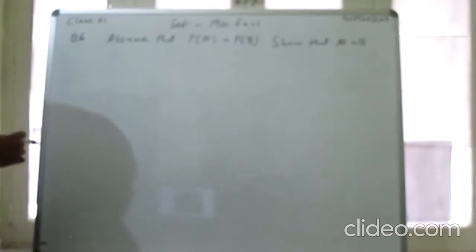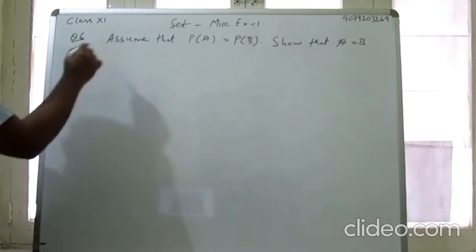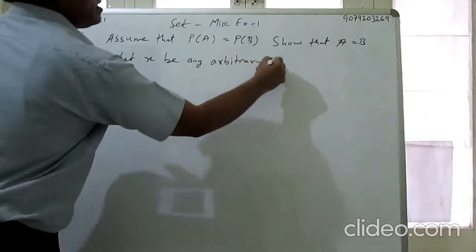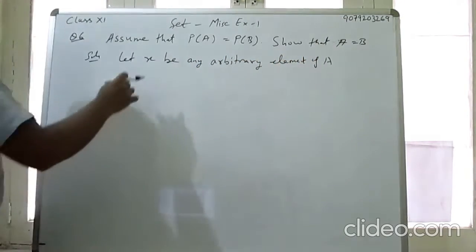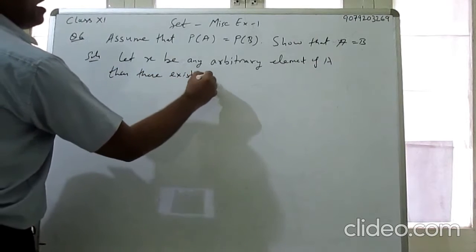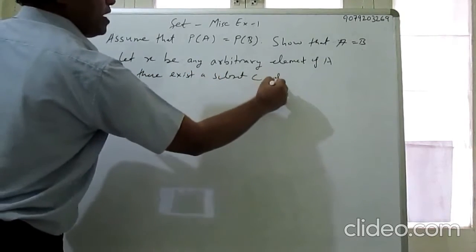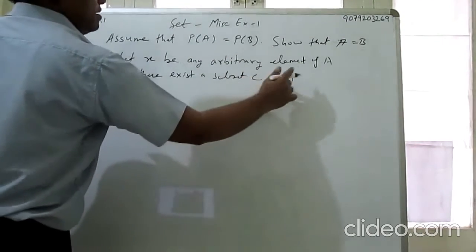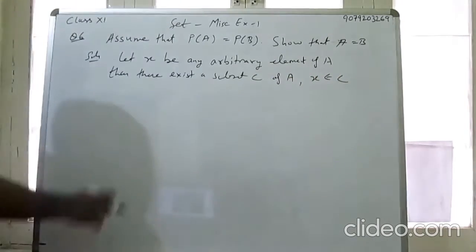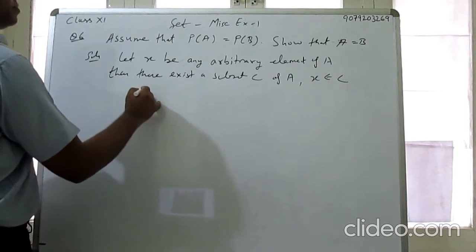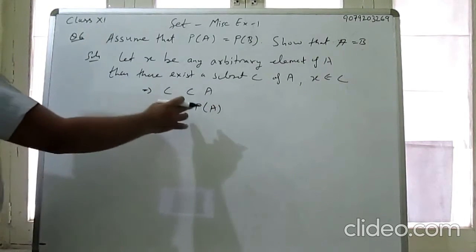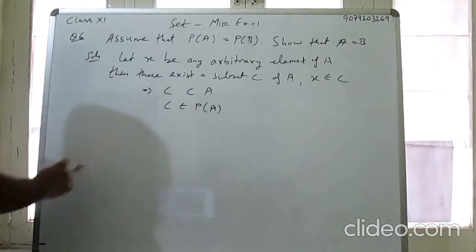Now let us take: let X be any arbitrary element of A, then there exists a subset C of A. A का कोई subset ले लिया C, such that C is a subset of A, then you can say that X belongs to A and X belongs to C. This implies C is a subset of A. It means C belongs to power set of A. और पावर सेट किसको बिलोंग करते हैं? सबसेट को बिलोंग करते हैं. It means C belongs to power set A.